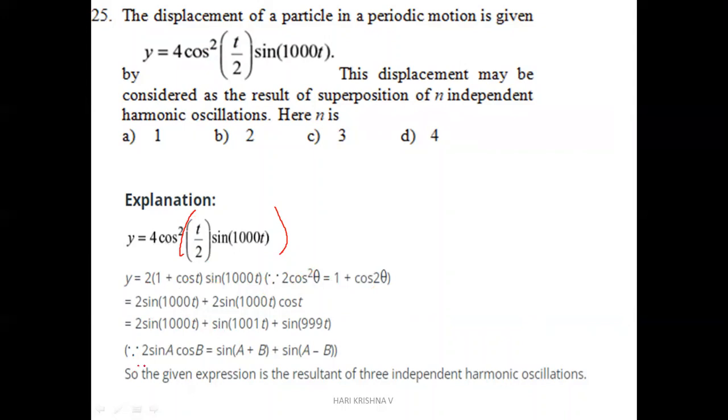Again, one more trigonometry identity: 2 sin a cos b gives sin(a + b) plus sin(a − b). So we get 1, 2, 3. So option 3 is correct. 3 independent harmonic oscillations we will be getting. We have to use 2 basic identities of trigonometry.